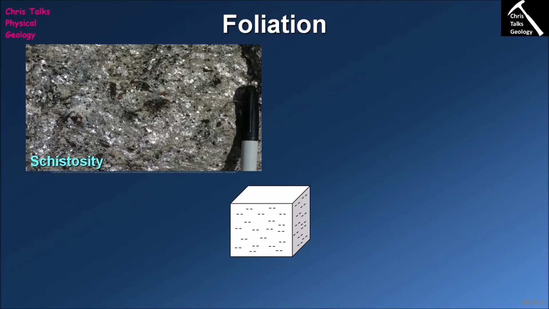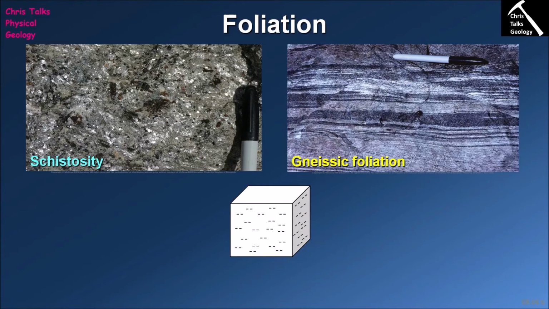So this is exactly the same thing that we see in a foliated rock. We can pick out the foliation on one face, we can pick out the foliation on the other face, but if we look top down, you can't see the foliation. So the next type of foliation that you might encounter is called a gneissic foliation.